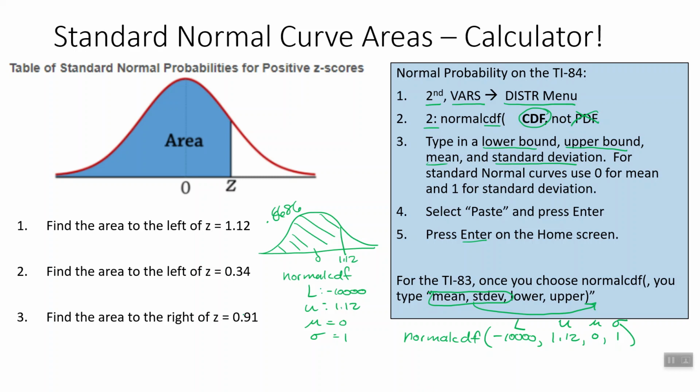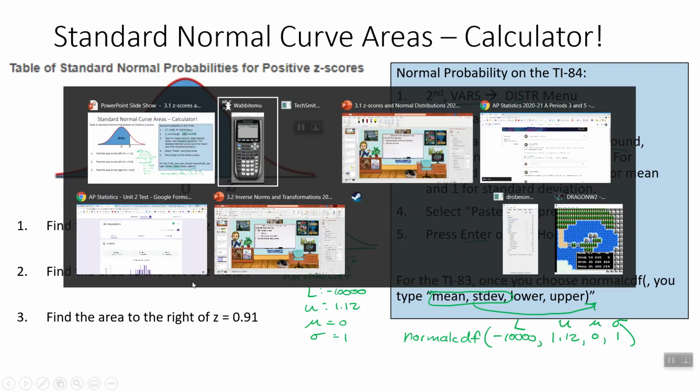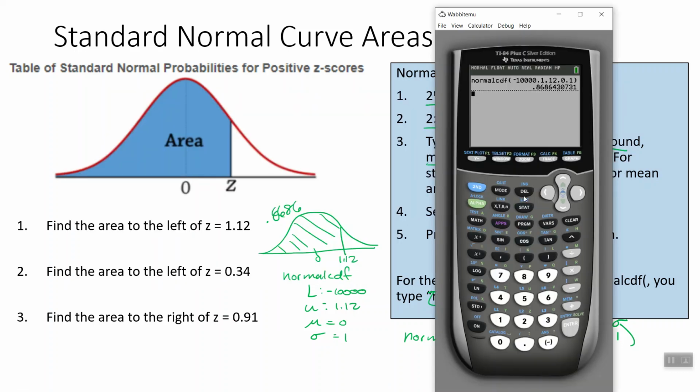All right, so we can do the other ones the same way. So this one's going to get the same answer as last time. We'll just bring the calculator back up. All we got to do is go back into vars, second vars, number 2. All right, our lower bound can stay the same. Our upper bound is going to change to 0.34. Our mean stays 0. Our standard deviation stays 1. We press enter. We press enter again. There's our 0.633, and that would round up to 1 just like it was before.